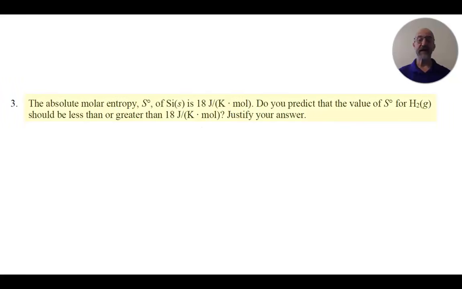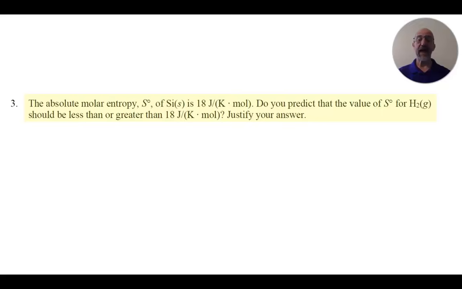In question 3, it says, the absolute molar entropy of solid silicon is 18 joules per Kelvin mole. Do you predict that the value of the absolute molar entropy for gaseous hydrogen should be less than or greater than 18 joules per Kelvin mole? Justify your answer. So again, as I had mentioned in question 2, you cannot simply say, well, hydrogen is a gas and silicon is a solid, and gases have more entropy. That's not particle level reasoning or referring to the behavior of the particles, especially phrases such as the dispersal of the particles, the number of arrangements, the number of microstates.